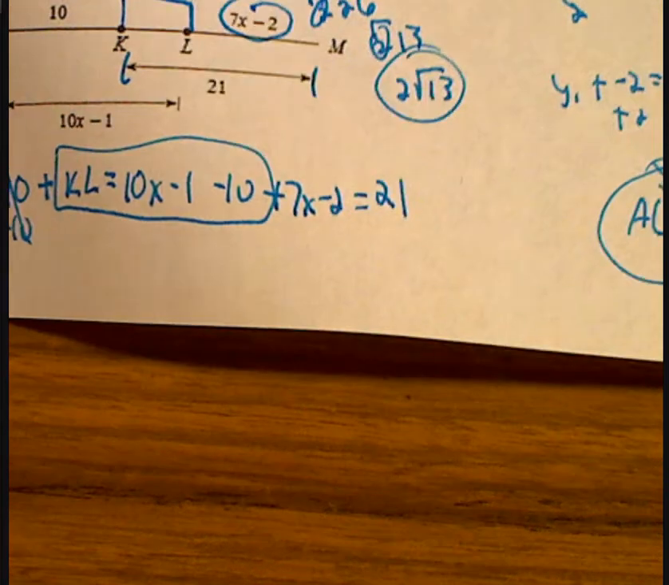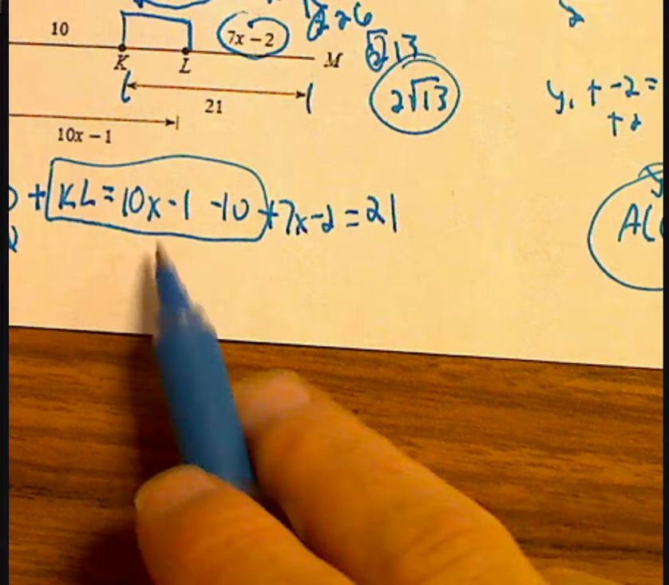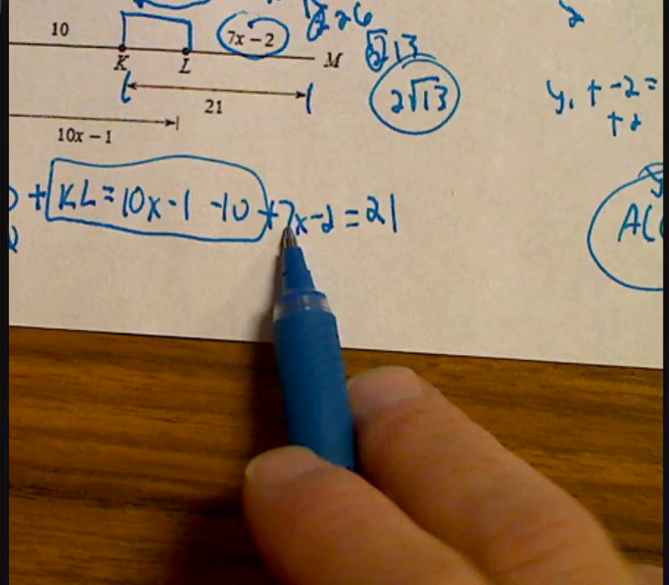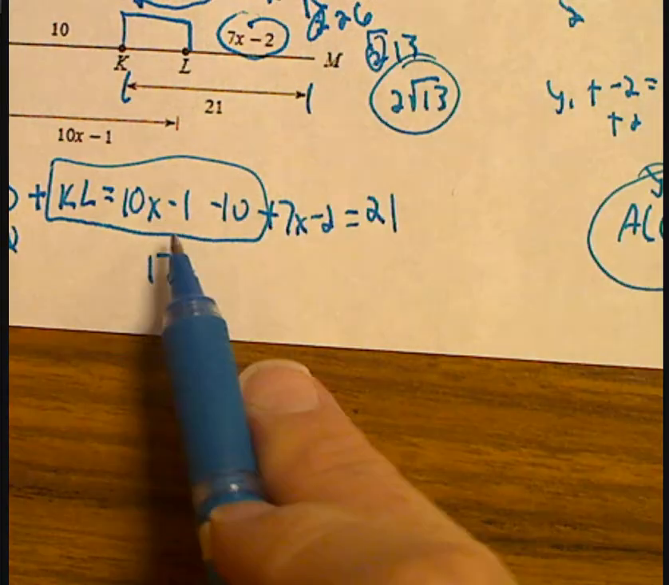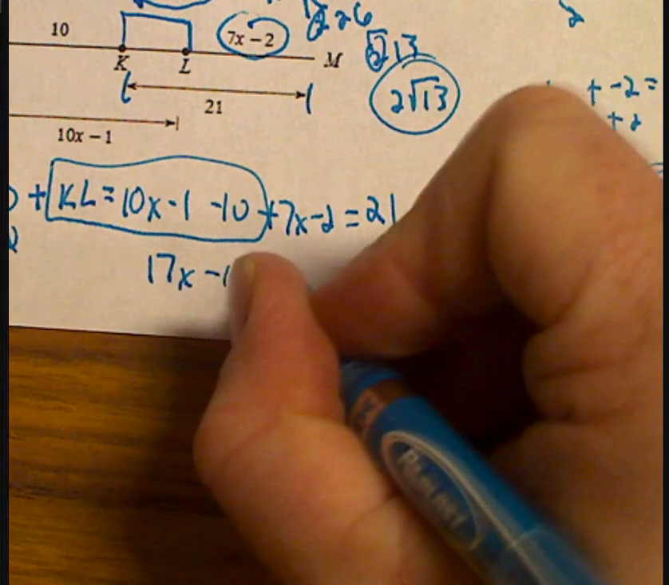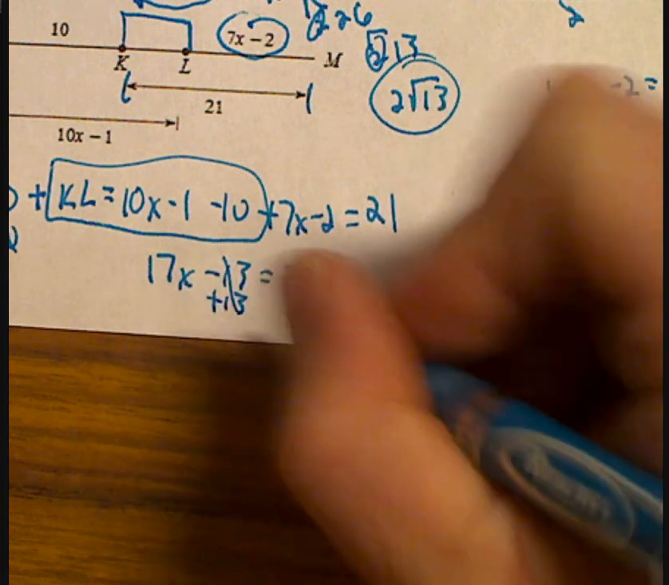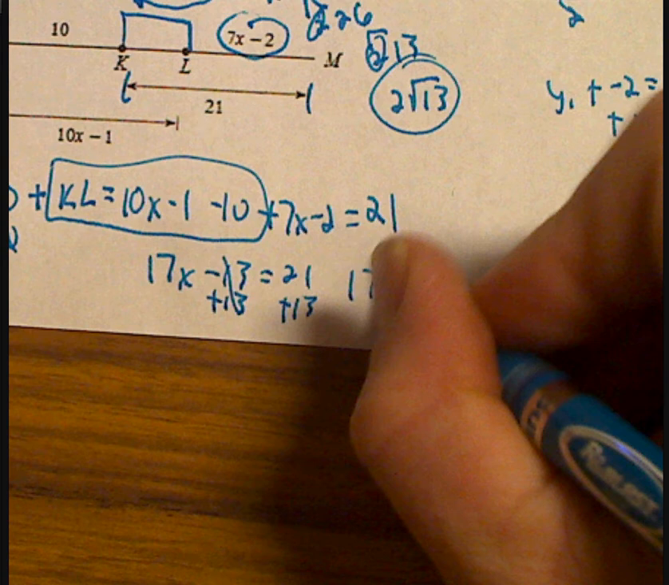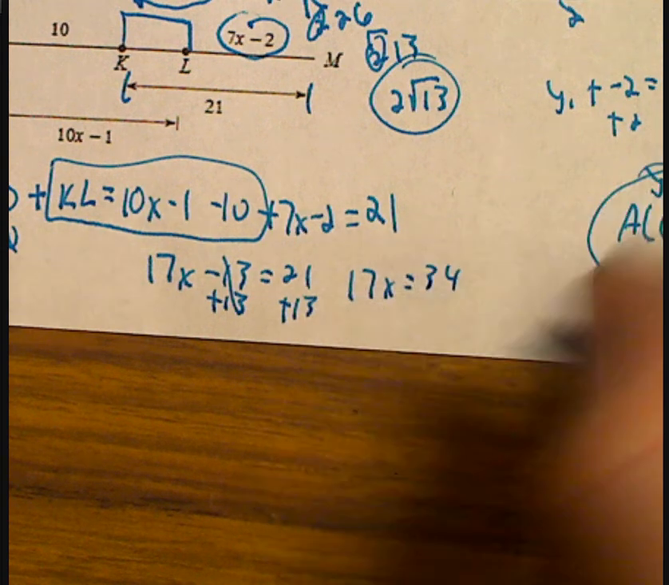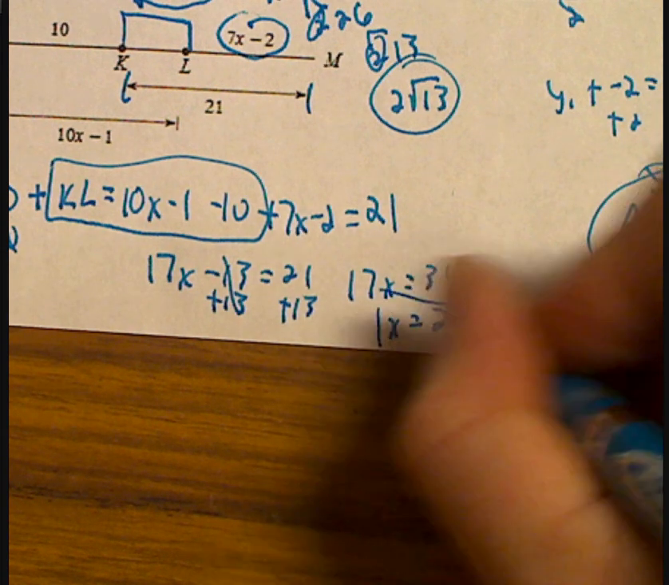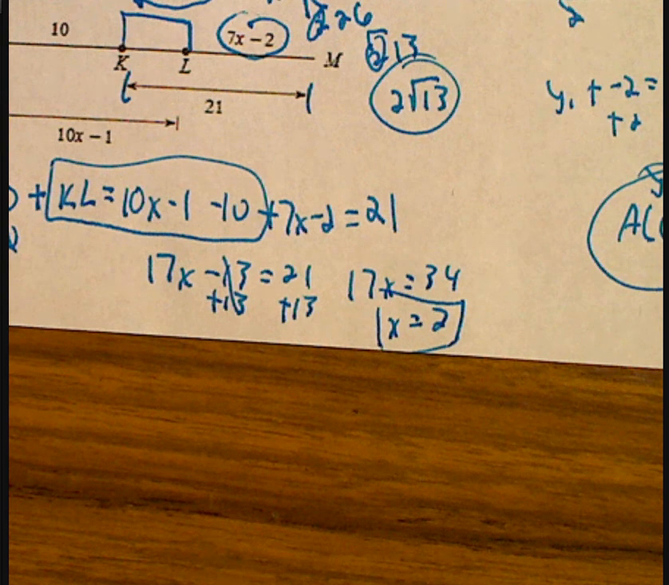We will be practicing this. So 10x, 7x is 17x. -1, that's -11, -13 equals 21. Add 13, 17x equals 34, so I know that x equals 2. And I'm done.